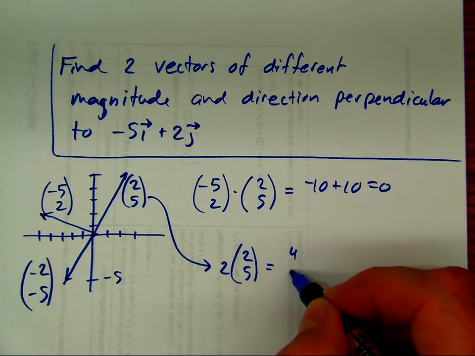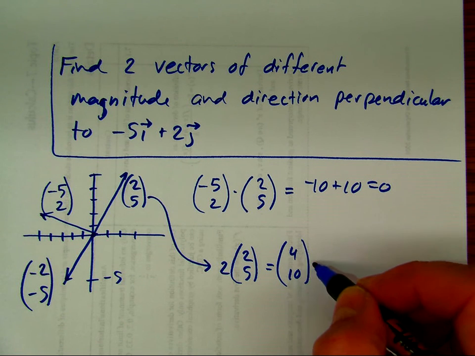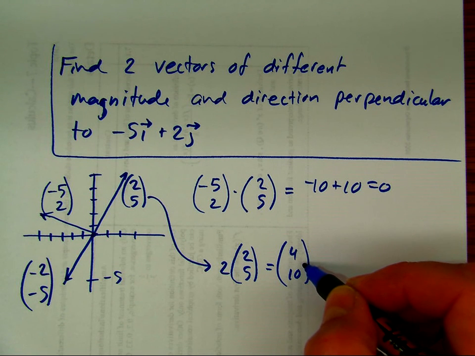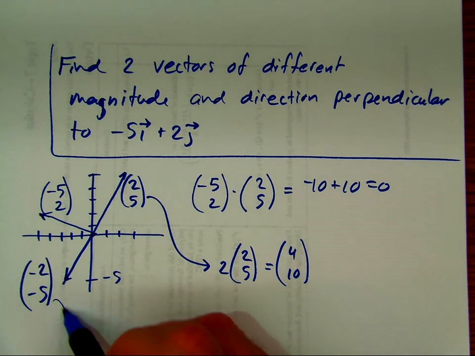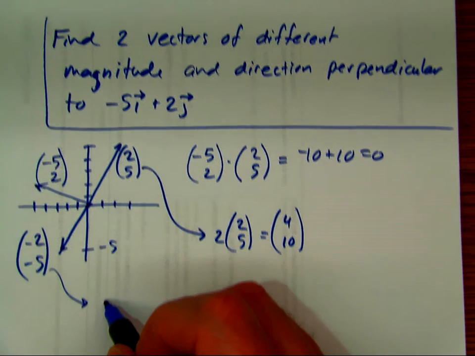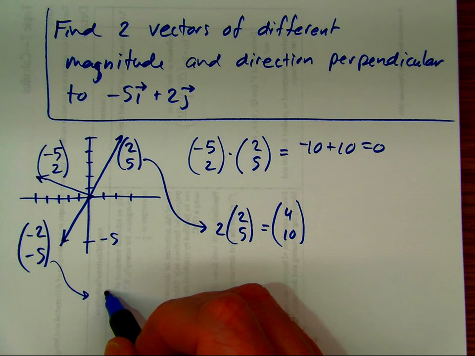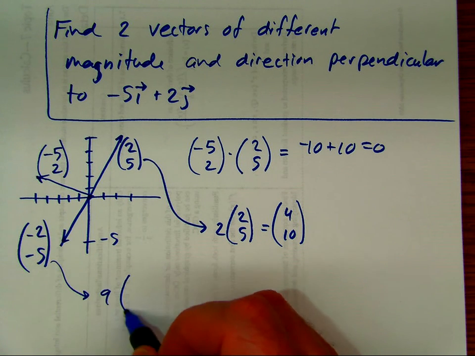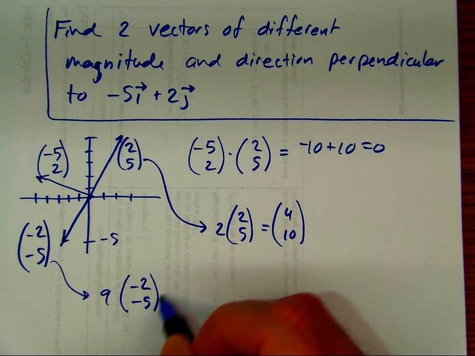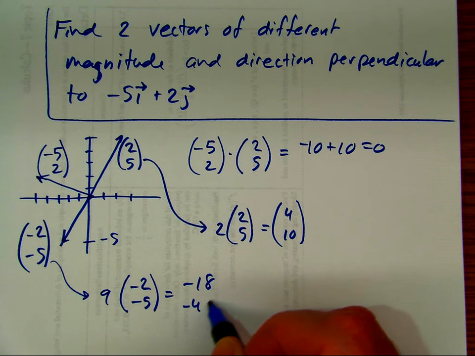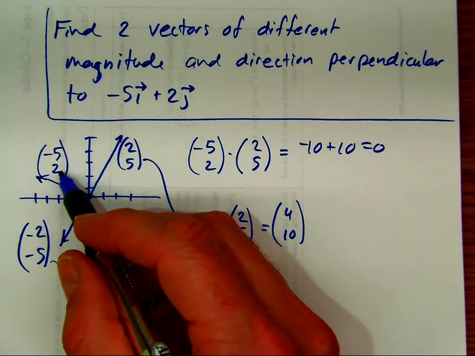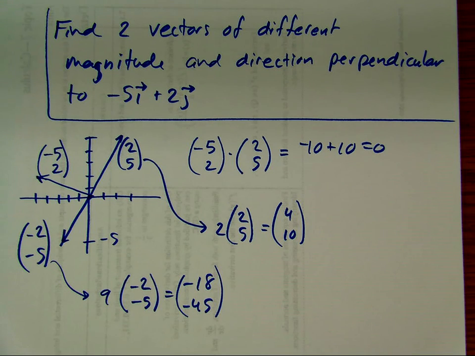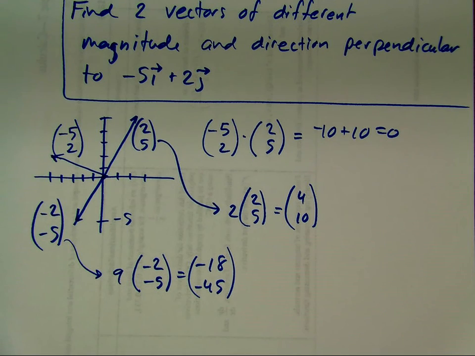So there's a vector that has a different magnitude than the given vector. It's also perpendicular. Multiply by some number. How about 9? So there's a vector that has a different magnitude than the given vector, and it's also perpendicular. And we'll stop there.